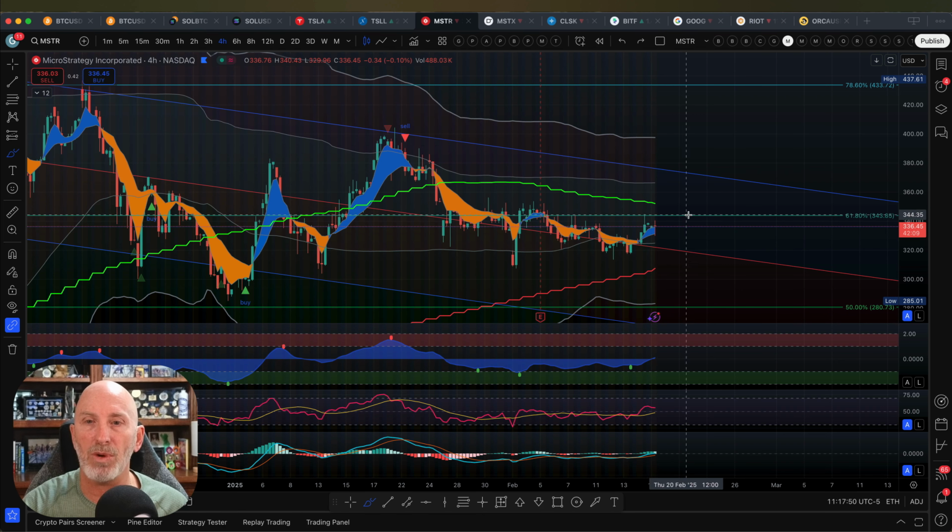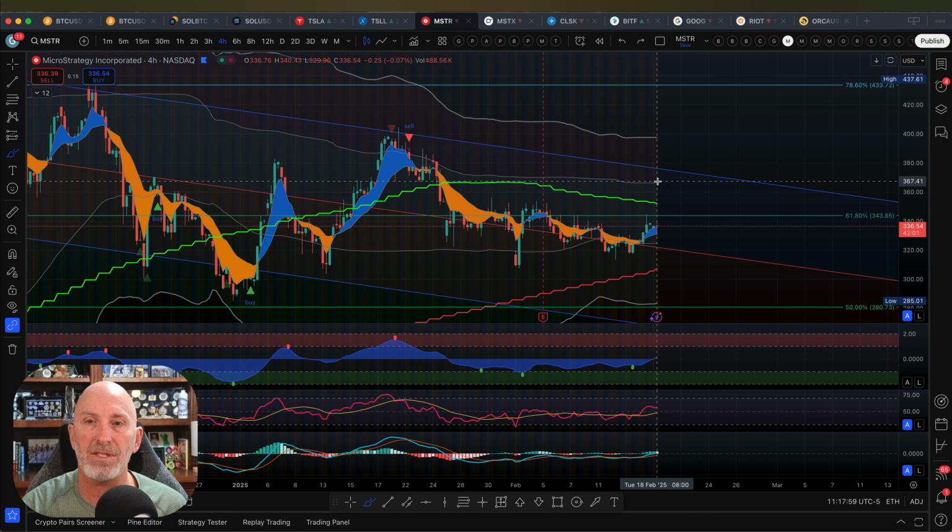To the upside, what are we seeing as resistance? 344, which is this 61.8 fib level. Next up would be the 50-day moving average around 352. And finally, the upper part of this linear regression channel that we've been respecting, which we'll call 375.